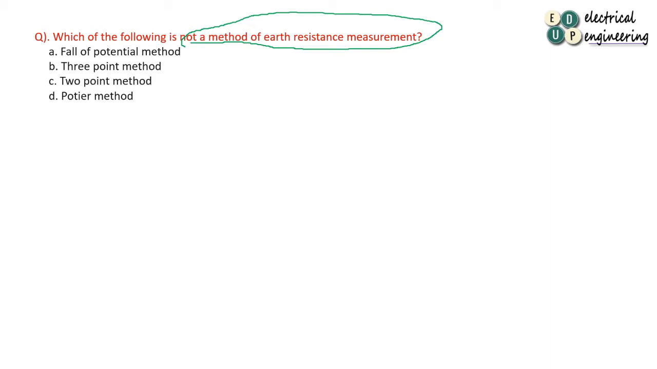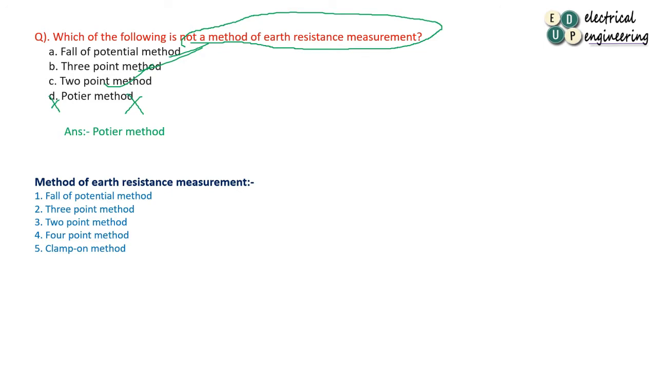Fall of potential method, that is correct. 3-point method, that is correct. 2-point method, that is correct. Fourier method, this is wrong. Fourier method is used for voltage regulation, to control the voltage regulation. So this one is not used for the earth resistance measurement. So the answer is option number D.